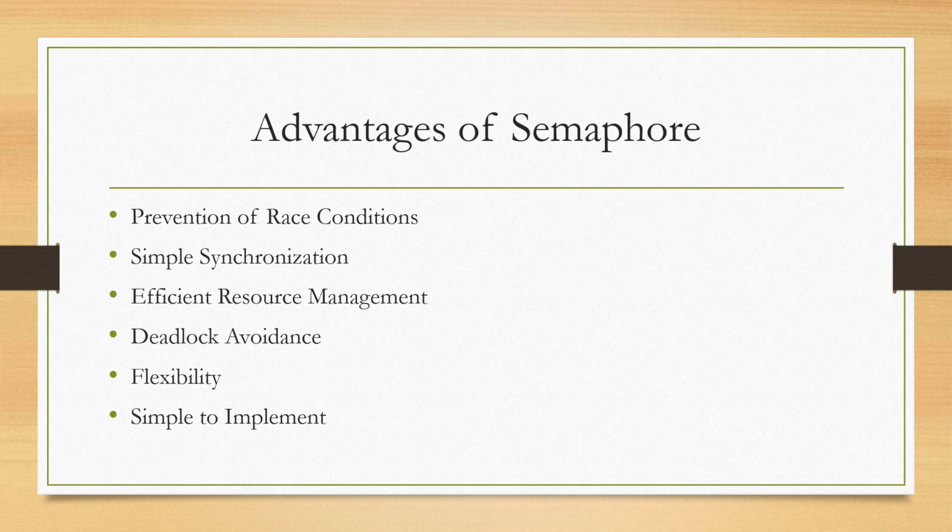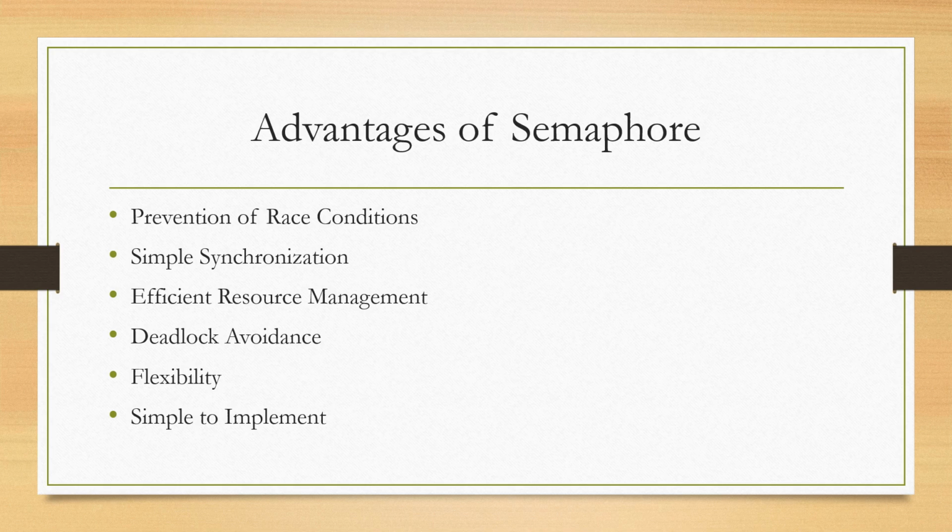3. Efficient resource management. Semaphores, especially counting semaphores, allow for efficient management of multiple instances of a resource. They track the number of available resources, make it possible to allocate resources without oversubscription, and ensure fairness in resource distribution. 4. Deadlock avoidance. When implemented carefully, semaphores can help avoid deadlock situations.